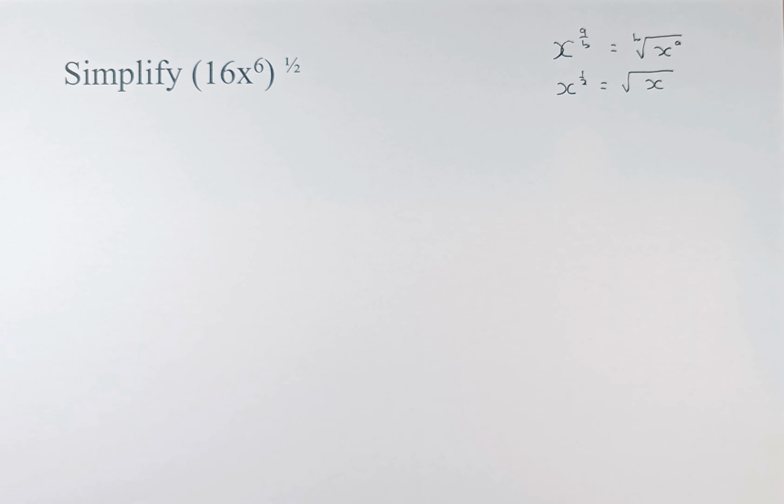Good day. In this video, we are going to revise some of the questions that involve simplifying indices, a type of algebraic question. This is in relation to the NCEA level 2 algebra paper. So in the first question, we have: simplify 16x^6 to the power of half.